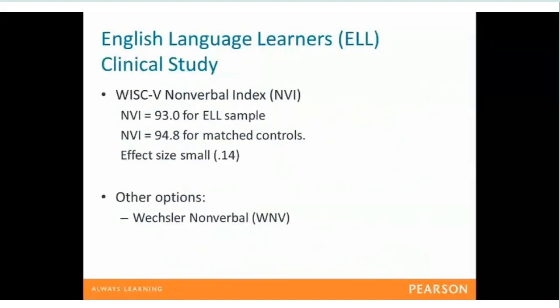And there is some research, which I'm showing you here, that looks at children who are in the process of learning English. They don't speak English at home, parents don't speak English, and they still are learning English. And you can see that for these children, when they're compared to an English-speaking match control, the nonverbal index shows no real difference between the English language learners and the match control group. So there are other tests like the Wechsler Nonverbal that can still be used, but the nonverbal index as part of the WISC-V can be used to give a good estimate of ability for those children who are either language impaired or still learning English. Are there any other questions?